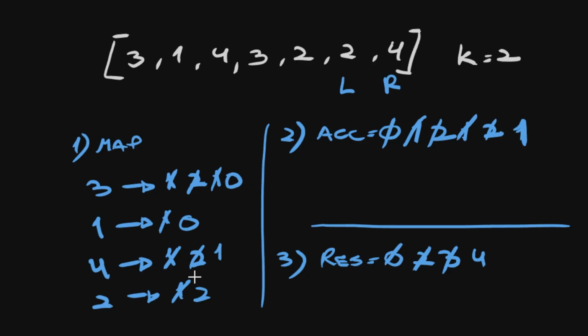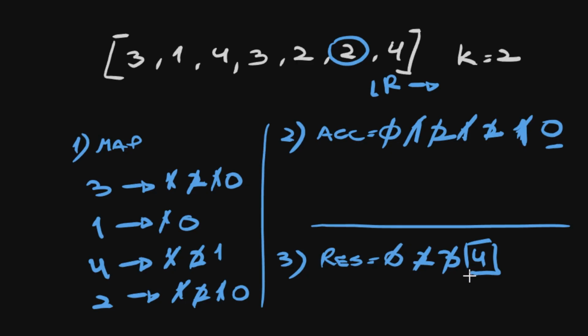Now the left pointer is here and we need to subtract this from the map. So now we have seen the 2 one time, and we need to subtract remaining 2's from the accumulated. So now this is 0, 0 is smaller than k, so we continue. Now the left pointer is here in the last index, and we need to subtract this from the map. So now we have seen the 2 0 times. We need to subtract this 0 from the accumulated, which is still 0, and we continue, and that's it. Now we reach the end, and this is the result.